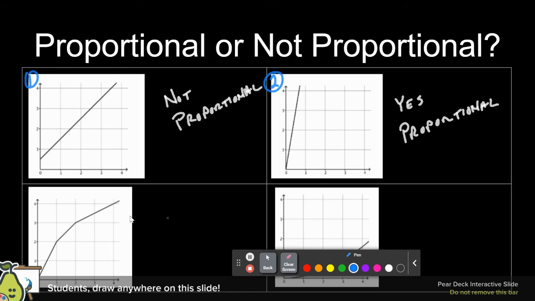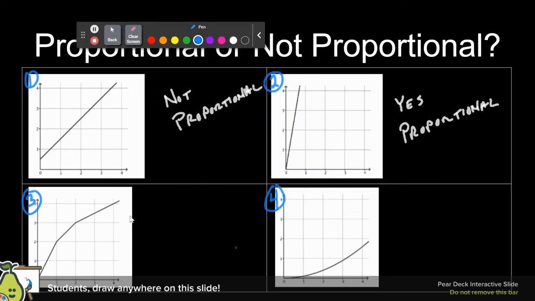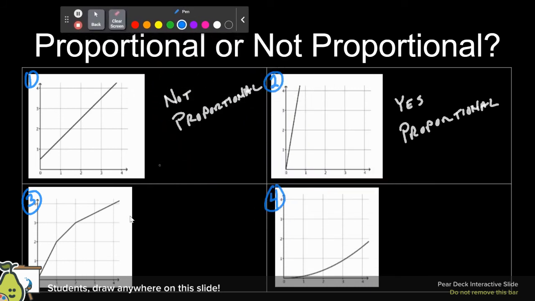Let's try the next two here. Go ahead and try number 3. Go ahead and try number 4. All right, looking at number 3 here. Does it start at the origin? Yeah, looking good so far. Is it a straight line? No. Is it proportional? No, not proportional. Number 4 here. Does it start at the origin? Yeah, it does. Looking good. All right. Is it a straight line? No, not proportional.